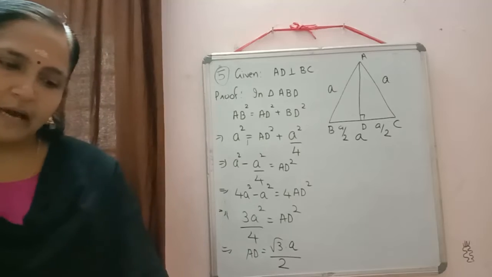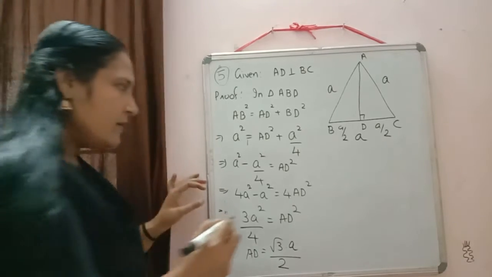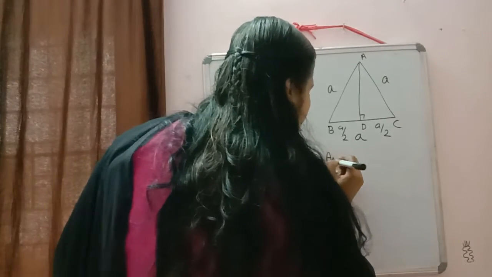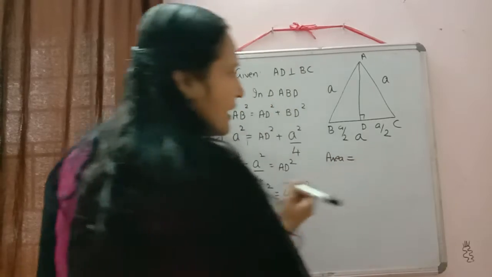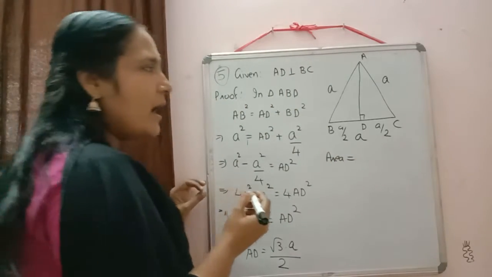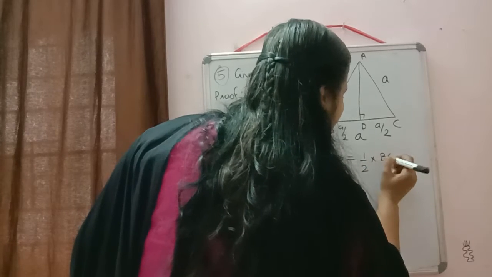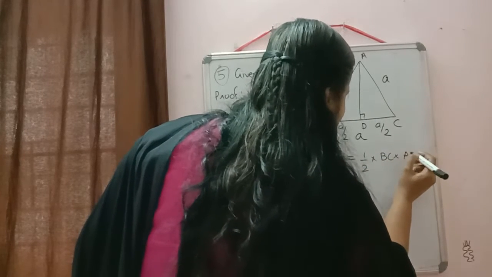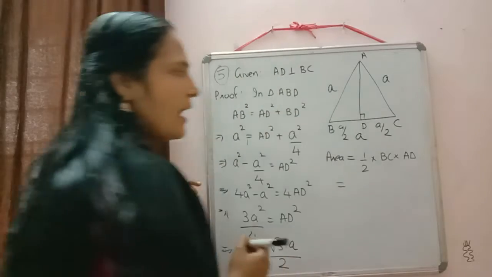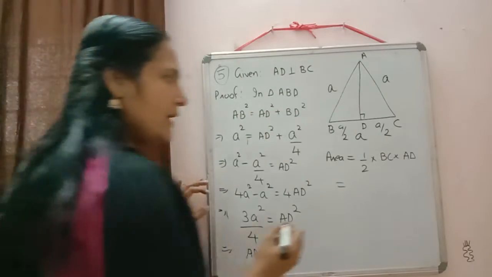Now second, what we have to prove? Its area. So just write down there, area is equal to, what is the formula for area of triangle? Half into base into height. What is our base here? BC. Into height is AD. So we have half into BC into AD.